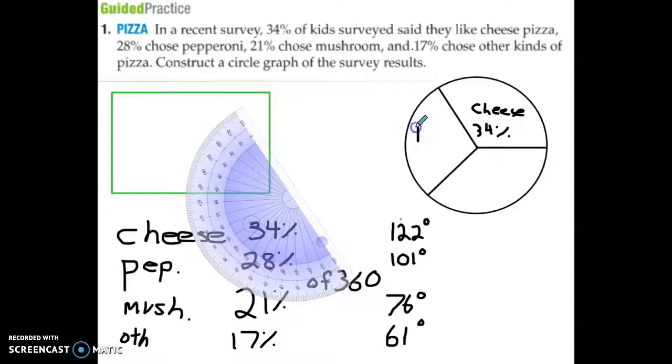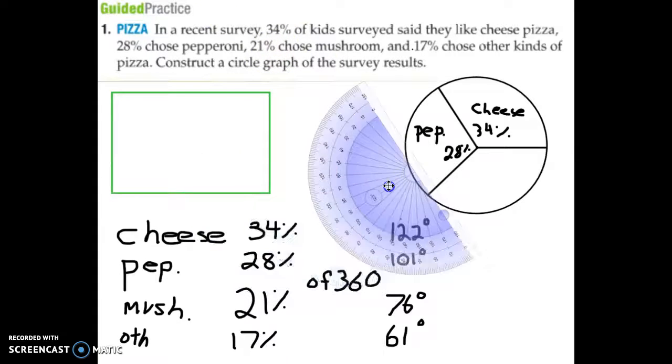There's pepperoni. This will be much faster for you guys not doing it on a computer. And that's 28%. Alright. Last two, I've got to do a 76-degree angle, and then the last one I don't really have to do. I can check my work to make sure I did it right, but the remaining percent should be 61. So let's just use 76%, and then we should be done.